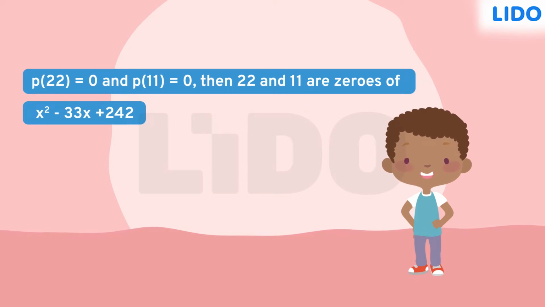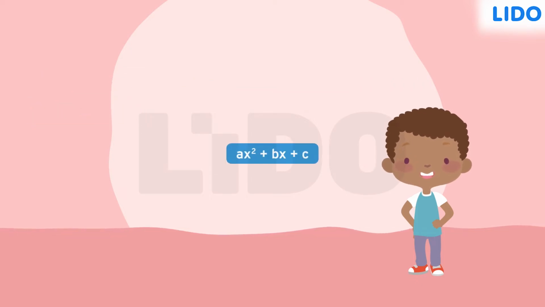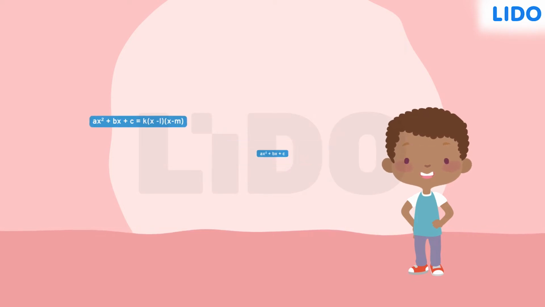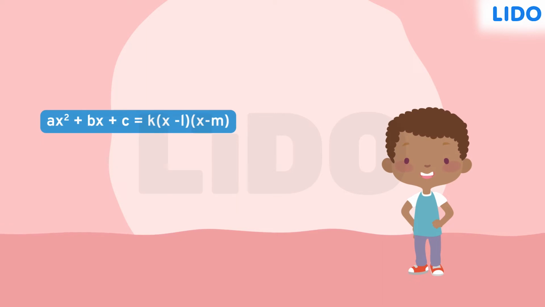The general form of any quadratic polynomial is ax squared plus bx plus c. Now let's assume its factorized form is k times (x minus l) multiplied by (x minus m), where k is a constant and l and m are zeros of the quadratic polynomial. When we expand the right hand side, we get.